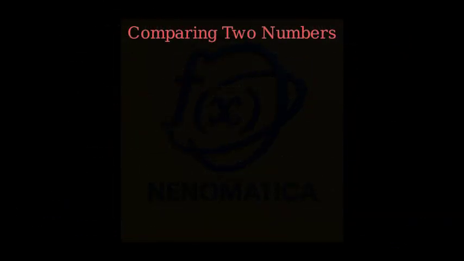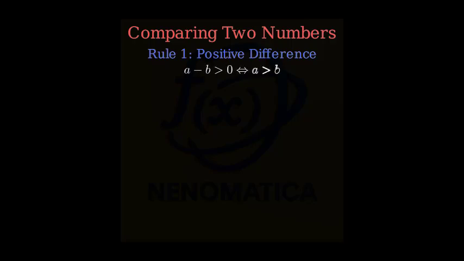Today, we're going to learn about comparing two numbers, determining which number is larger, smaller, or if they are equal. Let's start with our first rule. If the difference of two real numbers is positive, then the first number is larger than the second number. Mathematically, if a minus b is greater than 0, then a is greater than b. So we can write a minus b is greater than 0 if, and only if, a is greater than b.